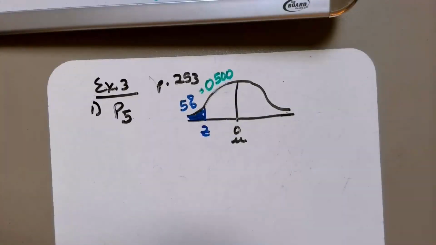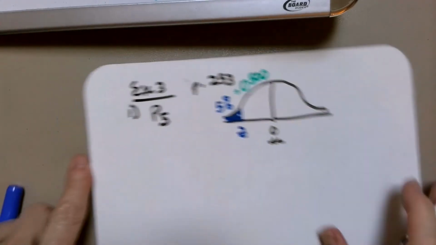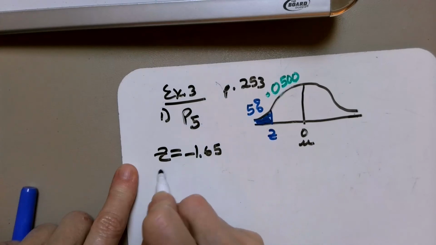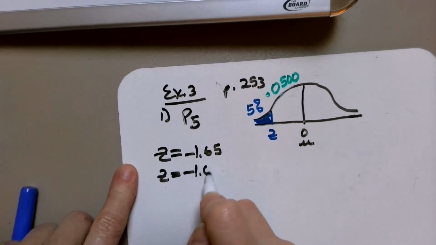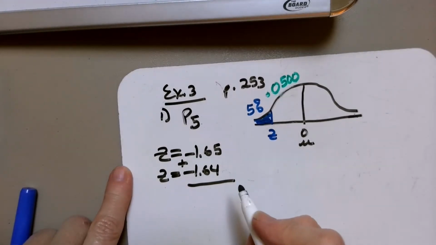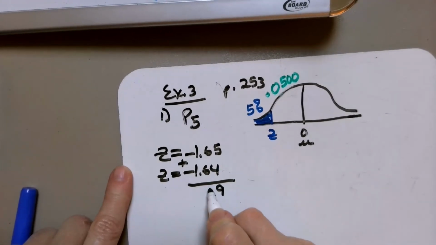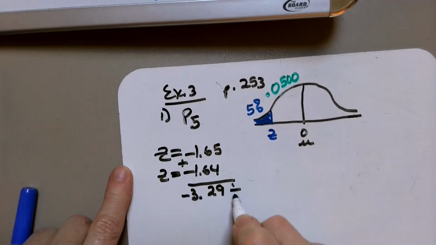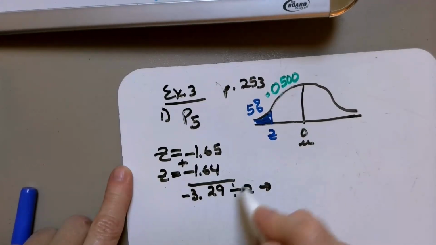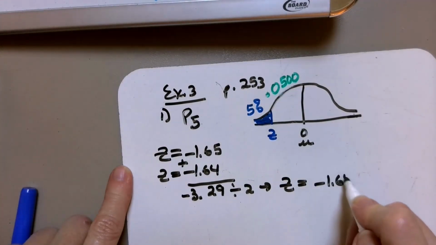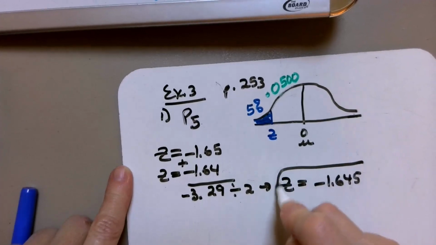So let me show you how you do that. You take the z-score of negative 1.65, the z-score of negative 1.64, and we average them. When you average something, what do you do? You add them together. So we get 9, we get 12, we carry the 1, negative 3.29, we divide by 2 because we're averaging these 2 numbers. So the z-score we're going to use is negative 1.645.